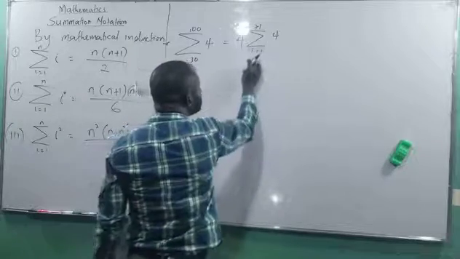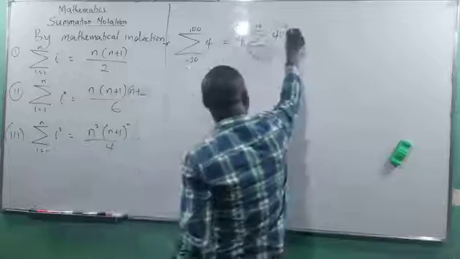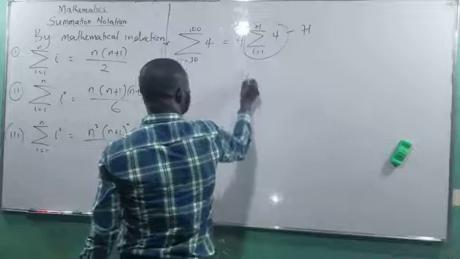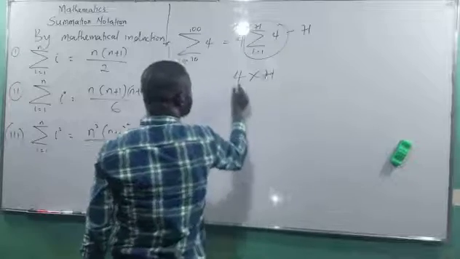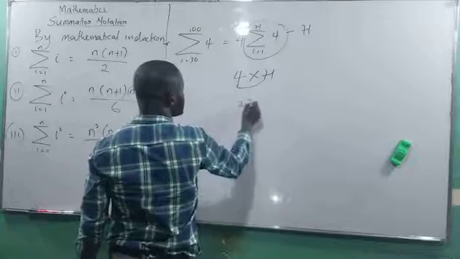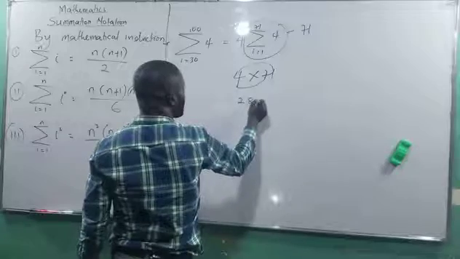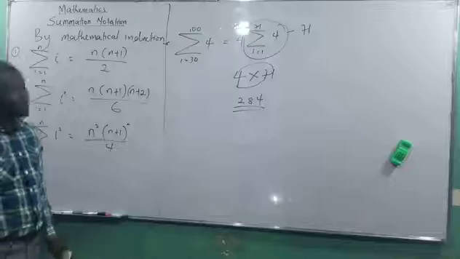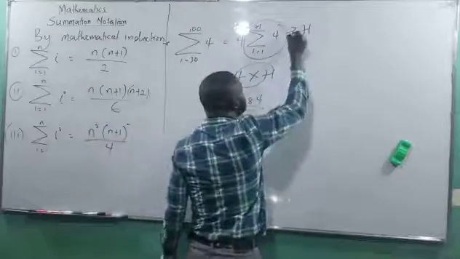Now, this itself will give us 71. It means I'll be having 4 multiplied by 71. And 71 times 4 will be 284. Now that is my answer. Please take note of that. Take note of that very well. That is the answer.